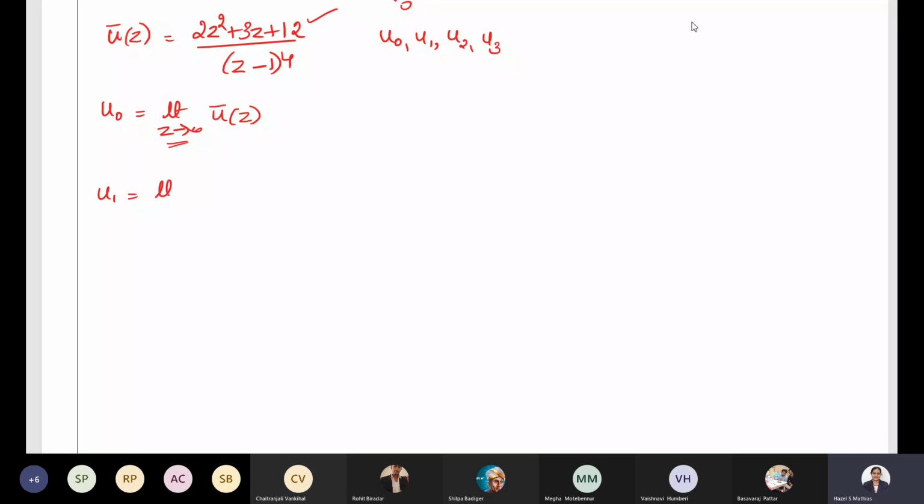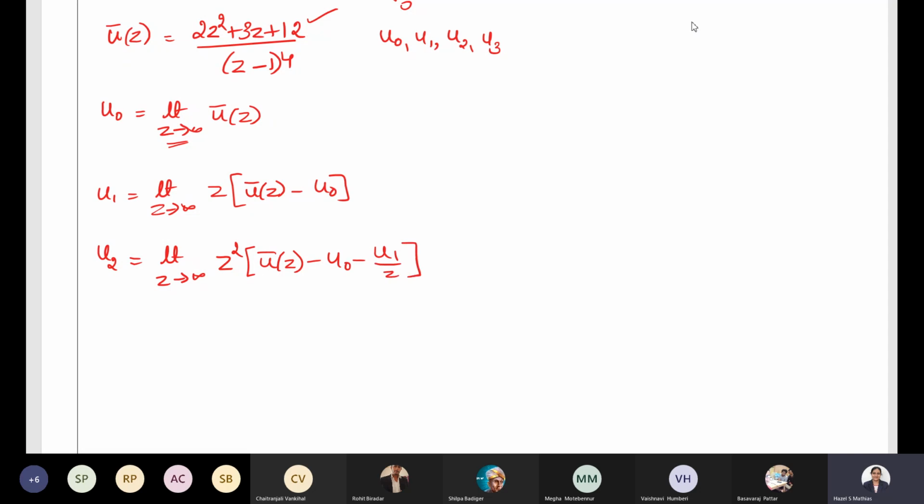Next, u1 is obtained by limit z tends to infinity z into U bar of z minus u0. Next we have u2. u2 is given by limit z tends to infinity z square into U bar of z minus u0 minus u1 divided by z. Next we have u3. It is given by limit z tends to infinity z cube into U bar of z minus u0 minus u1 by z minus u2 divided by z square. These are the formulas you need to remember.